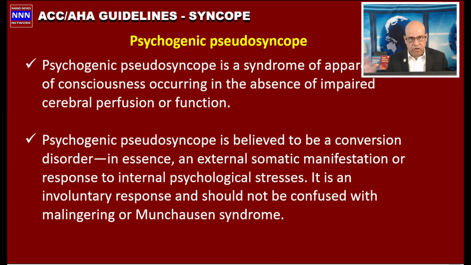Psychogenic pseudosyncope is a syndrome of apparent loss of consciousness occurring in the absence of impaired cerebral perfusion. Most of what we have talked about up to this point is related to reduced cerebral perfusion, which leads to turning off the lights in your brain. But this is the pseudosyncope or psychogenic pseudosyncope. It's a condition where the cerebral perfusion is normal, but these patients feel like they are passing out. It is just a psychological sensation, and it has nothing to do with the circulation as such. But of course, whatever it is, it has to be addressed. Otherwise, these patients are going to continue to feel those symptoms.